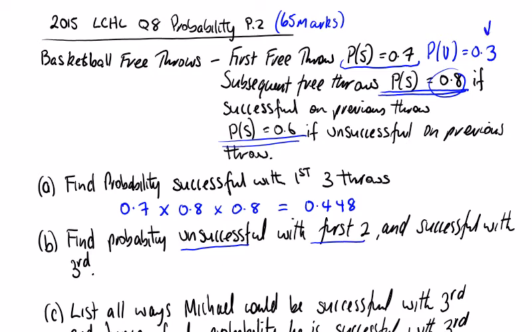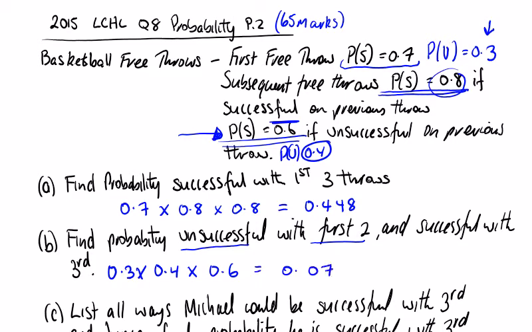Part B, find the probability unsuccessful with first 2 and successful with the third. Okay, well that's my 0.3. So unsuccessful, 0.3 multiplied by. So he was unsuccessful on the previous throw. So the probability of success if he was unsuccessful is this 0.6. So the opposite side of that is 0.4. He's been unsuccessful on the previous, he's unsuccessful again, 0.4. And then successful with the third. He's been unsuccessful, so successful with the third brings in this 0.6 here. And 3 by 4 by 6 is 72, so that's equal to 0.072.